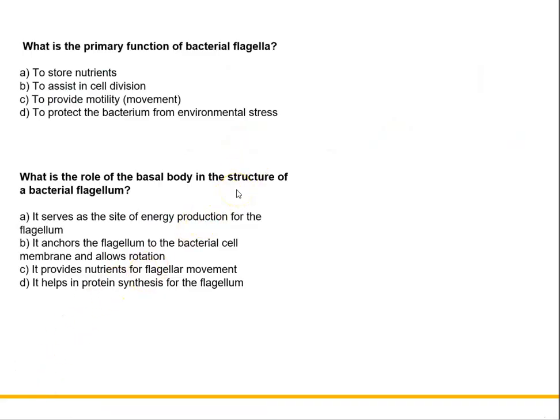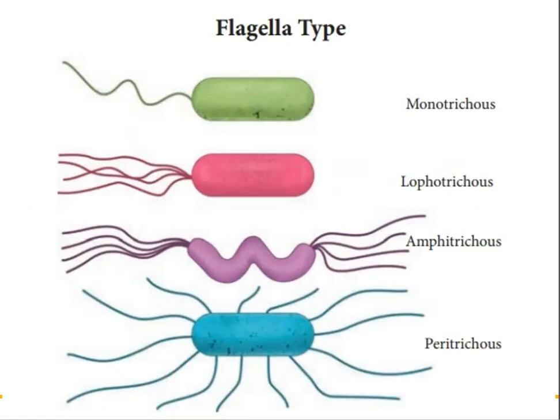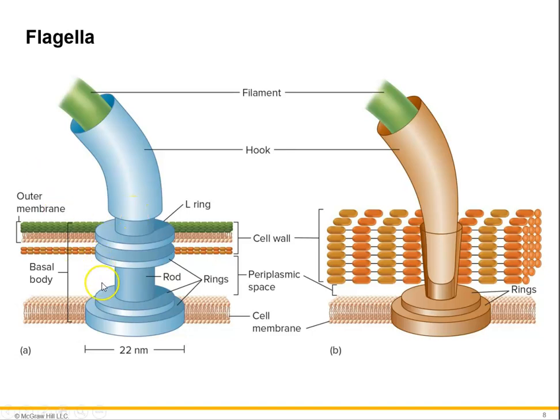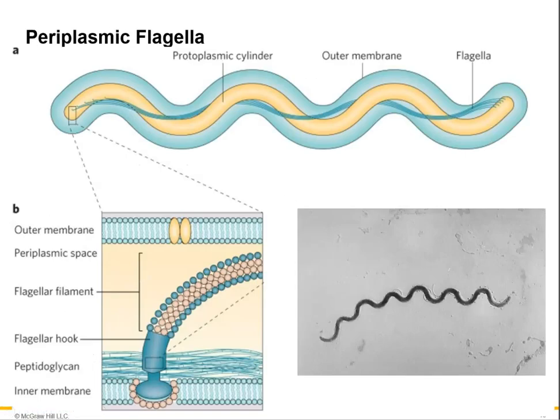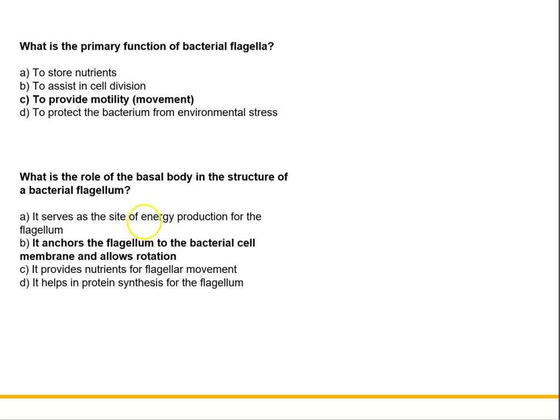Okay, a couple of questions here. What is the primary function of bacterial flagella? Well, recall the bacterial flagellum is involved in movement, so the answer here is going to be C, to provide motility. What is the role of the basal body in the structure of a bacterial flagellum? Well, if we go back and look, you can see here that the basal body is the anchor to the entire apparatus. So the answer is B.